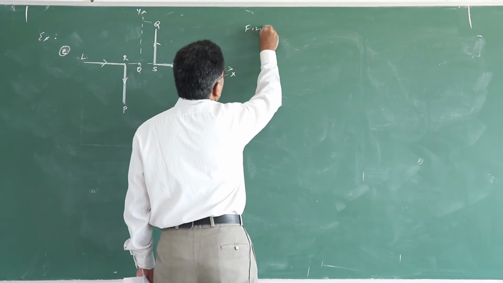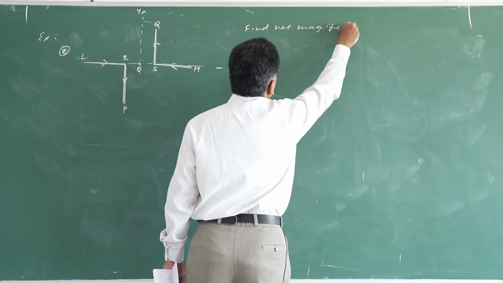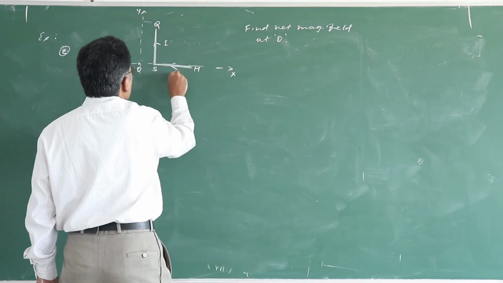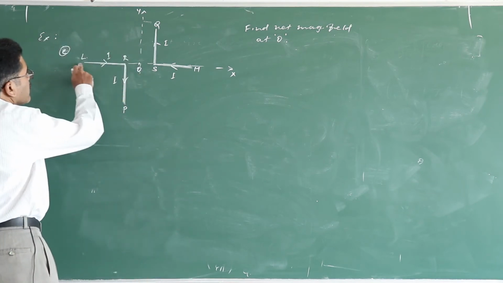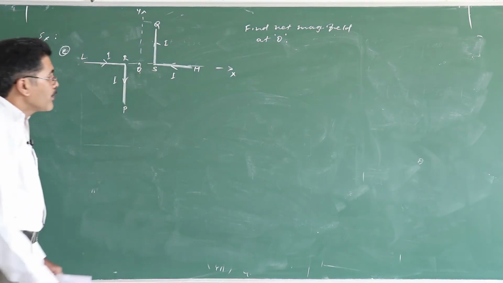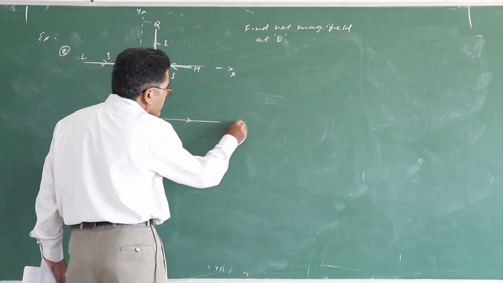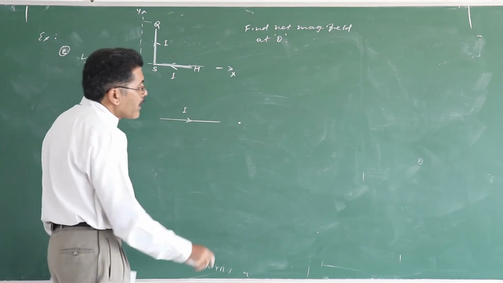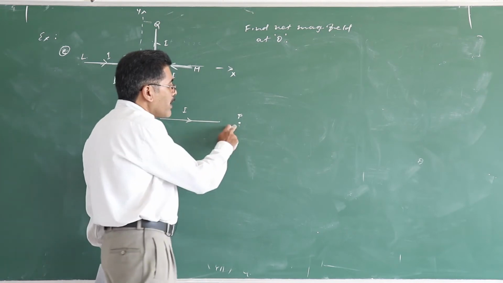Find net magnetic field at O. See, here the current passing through the segment is the same. When you take LR and MS, they are along the axis. So when you take a conductor carrying current, if there is any point along the axis, the magnetic field at some point P is 0.